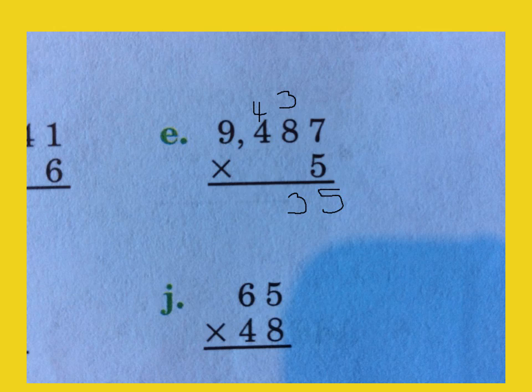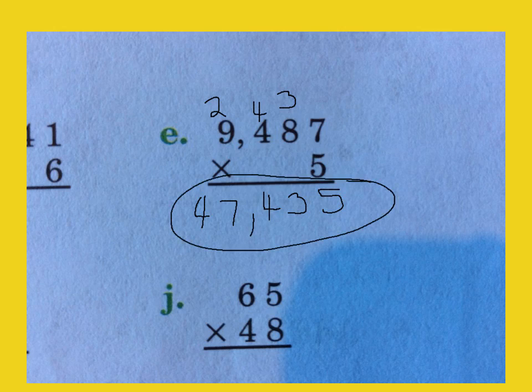Plus the 4 would be 24. 5 times 9 is 45. Plus the 2 more would be 47. The comma goes 3 places over, so it's between the 7 and the 4 right there. And our answer is 47,435.